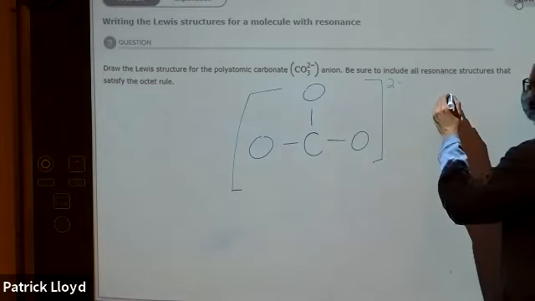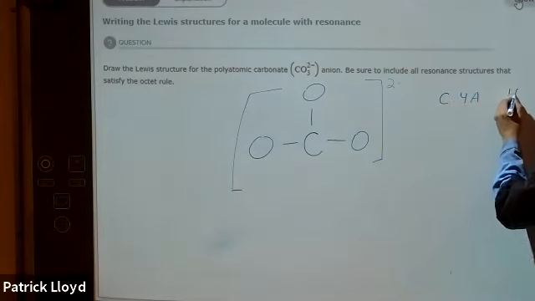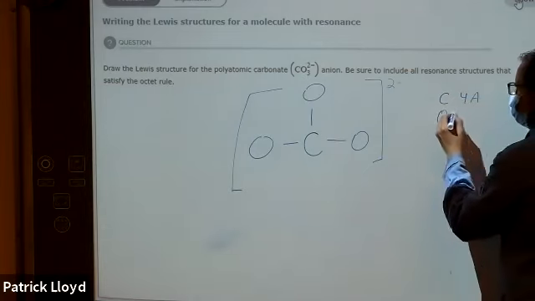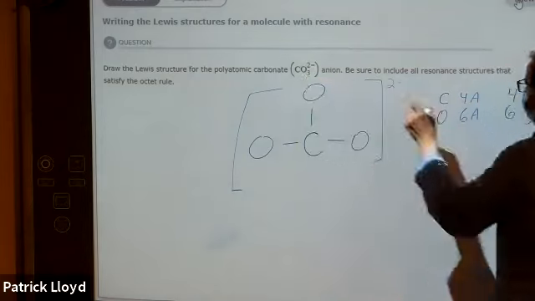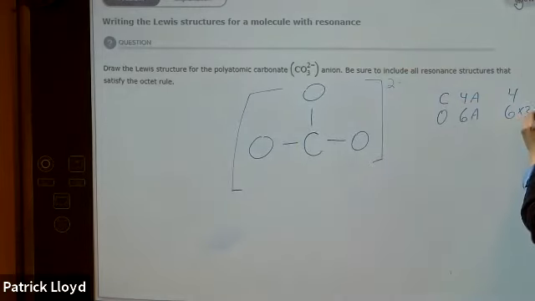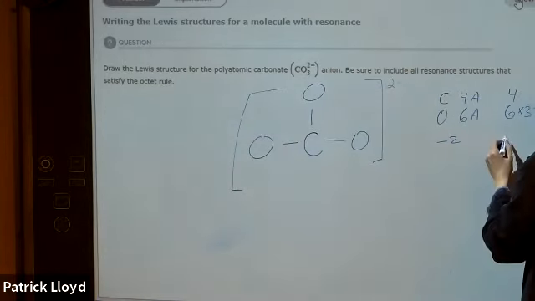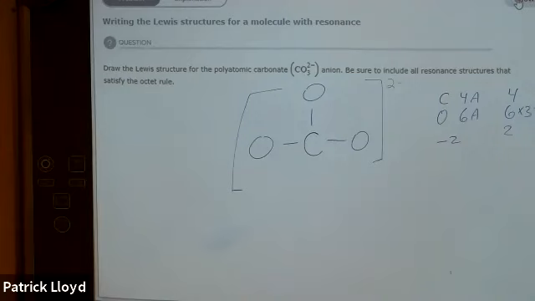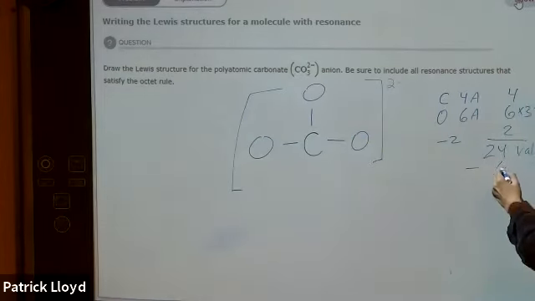Let's do the accounting. Carbon is in group 4A, so that's 4 valence electrons. Oxygen is in group 6A, so that's 6 valence electrons, but there are 3 oxygens, so that's 18. And then you've got a -2, so that means you're going to add another 2 electrons. That would be a total of 24. But we've already used 6. So that's 18.